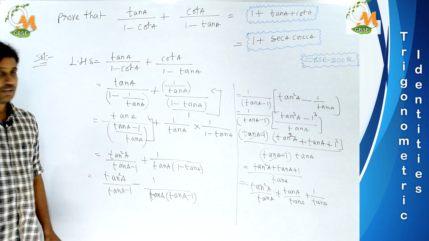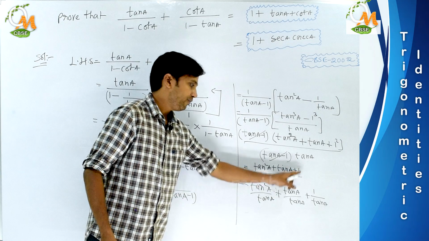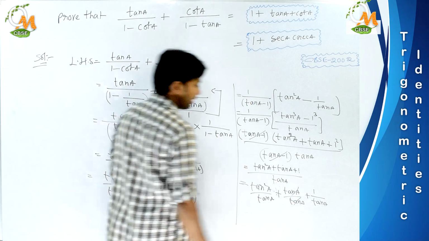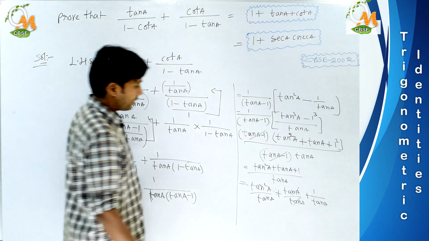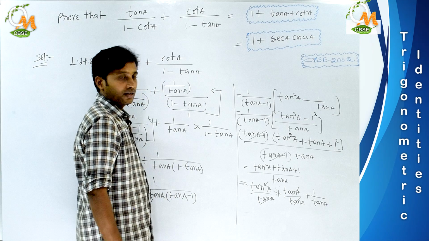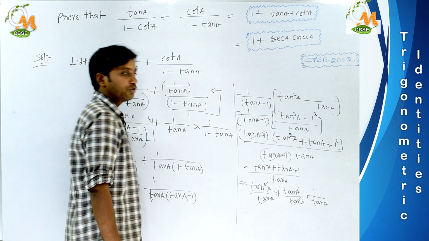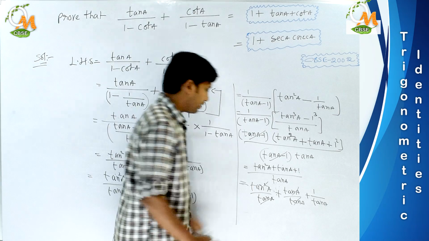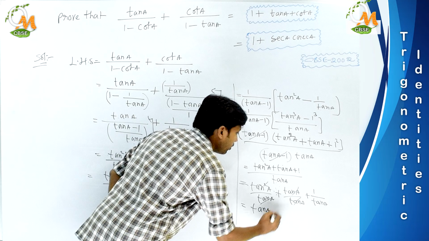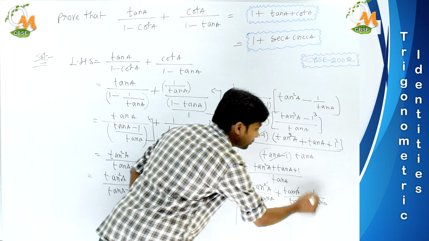Okay, did you understand this or not? Tan square A by tan A, tan A by tan A, 1 by tan A. Right? Here tan A's will be cancelled in upper and lower part. Now what is left over? Here one tan A will be cancelled, because out of tan square A and tan A, one tan A will be cancelled on the numerator part, and then what is left over? Tan A. Okay, plus this is 1 and this is 1 by tan A.